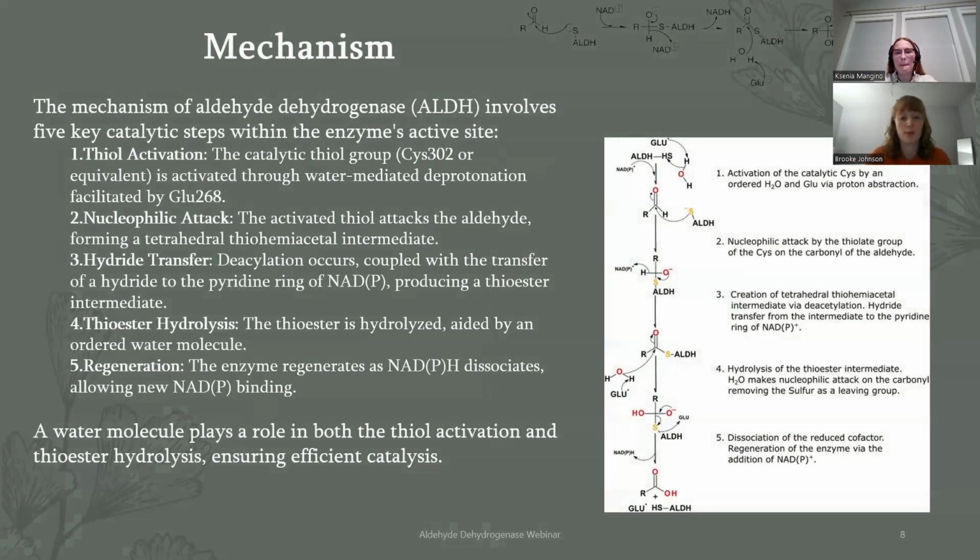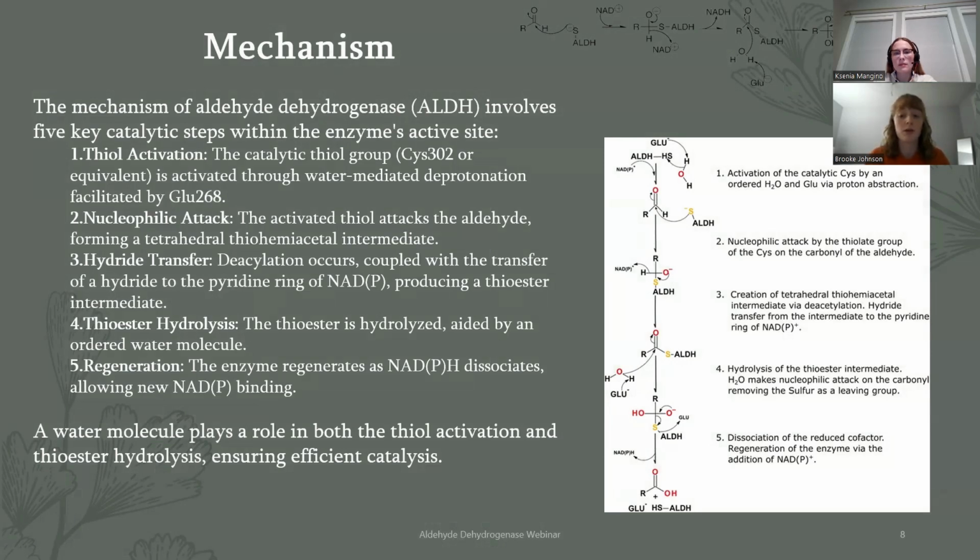So moving on to a little bit more about the mechanism. The mechanism of aldehyde dehydrogenase involves 5 key catalytic steps within the enzyme's active site. So the first being the thiol activation, where the catalytic thiol group, or the cysteine 302, is activated through water-mediated deprotonation, which is facilitated by glutamate 268. Following that is the nucleophilic attack. The activated thiol attacks the aldehyde, forming a tetrahedral thiohemiacetal intermediate.